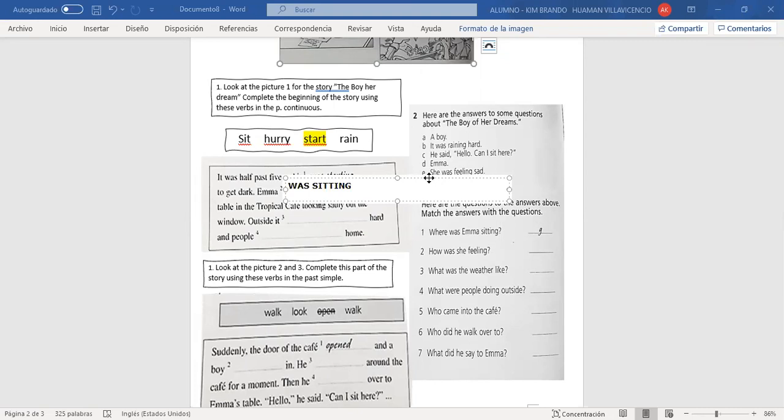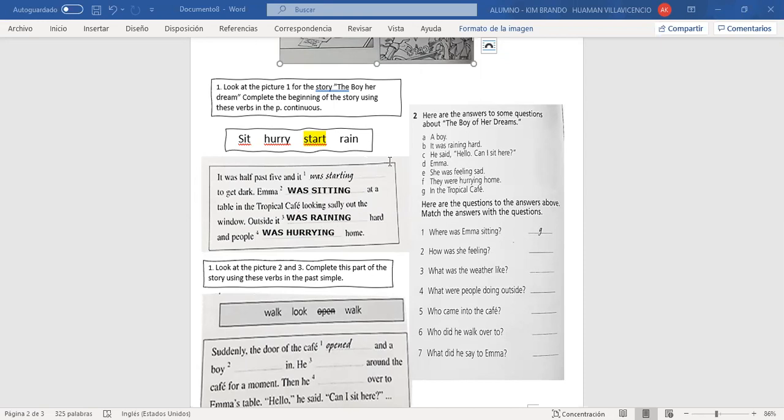Emma was sitting on the table in the Tropical Café, looking out the window. Outside, it was raining. It was raining hard, and people were hurrying home. No, estuvieron corriendo. Hurry up, no, apresuradamente to their home. Okay, this is letter one.